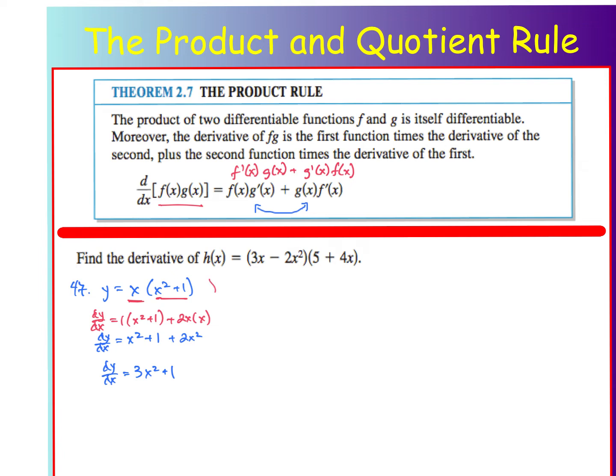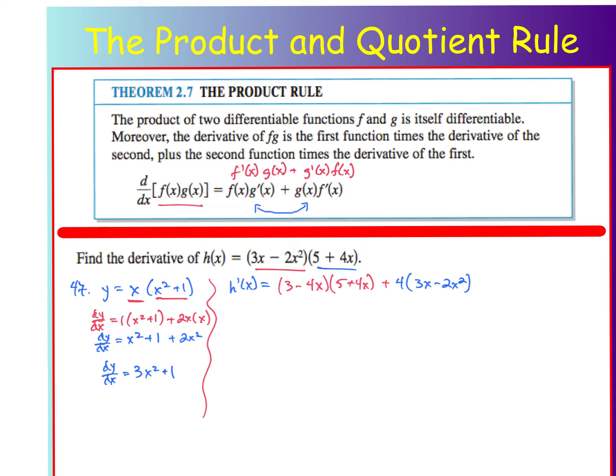So how do I take a derivative of h of x? I say what? H prime of x. Well, what's the derivative of my first? What's the derivative of 3x minus 2x squared? 3 minus 4x. And then times the second. So my second is what? 5 plus 4x. Plus the derivative of my second, which is just what? 4. Times the first, which is? There it is. All right.